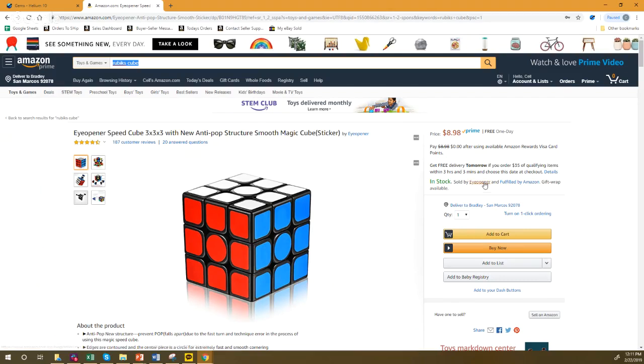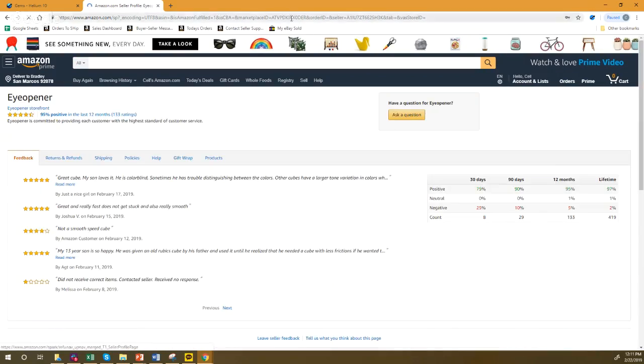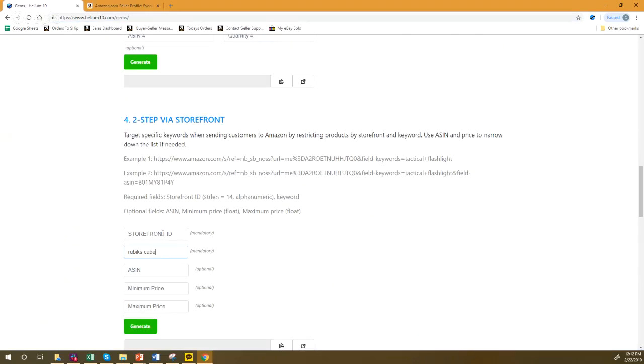So you go right here where it says sold by, click on it, and then we look up here. It says seller equals. I double click there. That is the seller ID or storefront ID. And I put that right here.